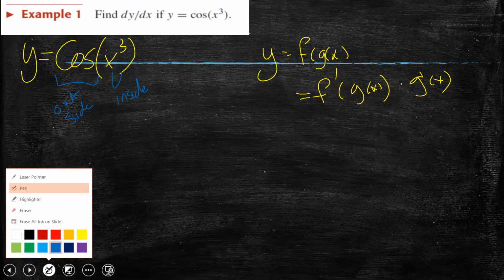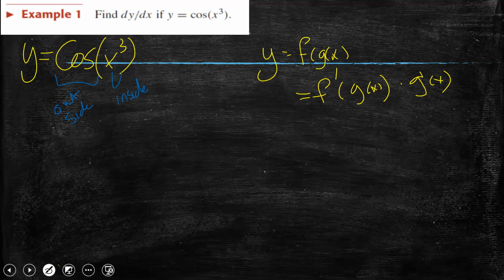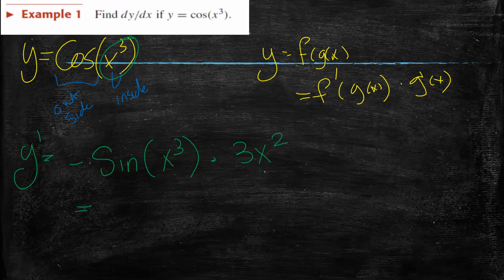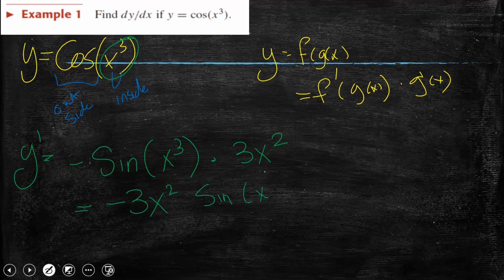Now what is the derivative of the outside? I mean, what is the derivative of cosine? Negative sine, and keep the x cubed. Negative sine x cubed. Then times the derivative of the inside. What's the derivative of the inside here? 3x squared. So its derivative is negative 3x squared sine x cubed. This is the alternative way of the chain rule.